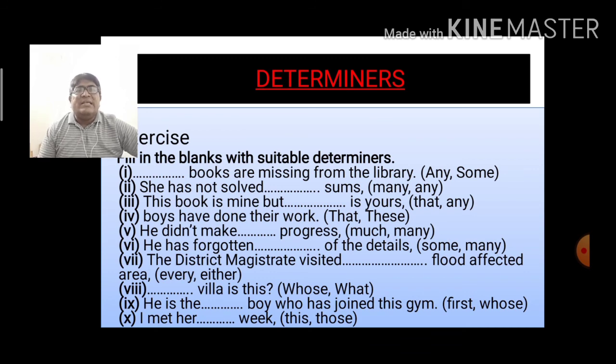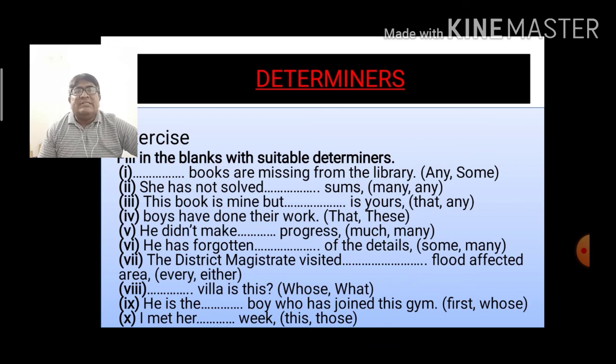Next, this book is mine, but dash is yours. So here this is also showing a demonstrative determiner. So we have to use that. Dash boys have done their work. So here also, these boys. We have to use these, because boys is a plural and countable noun. He didn't make much progress. Progress is an uncountable noun. Maybe one, two, many. That's why we have to use much with progress.